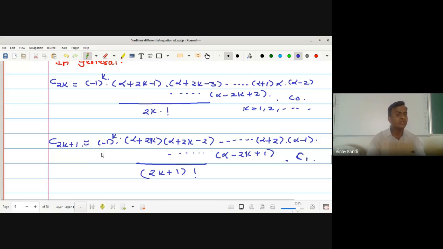जनरलायझेशन तुम्हाला कधी करता येईल जेव्हा तुम्ही स्वतः प्रॅक्टिस कराल तेव्हा. ओके, भरपूर एक्झाम्पल सॉल्व्ह केल्यानंतर. So this is the term C2k, and this one is the C2k plus 1. These all terms are the even terms, and these are the odd terms. Okay, any doubt up to here?